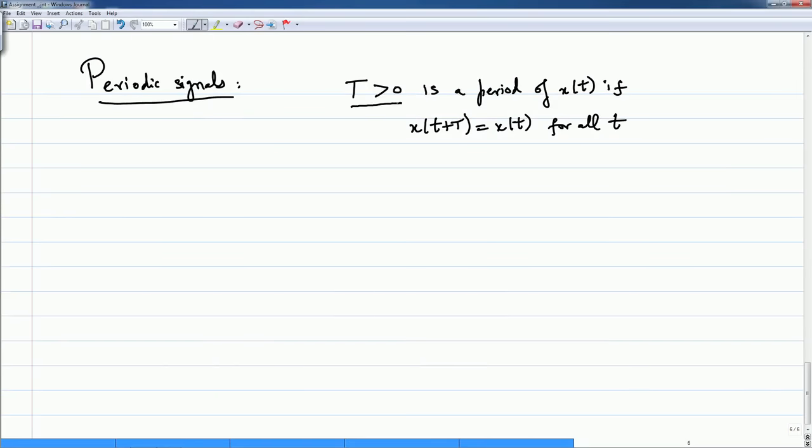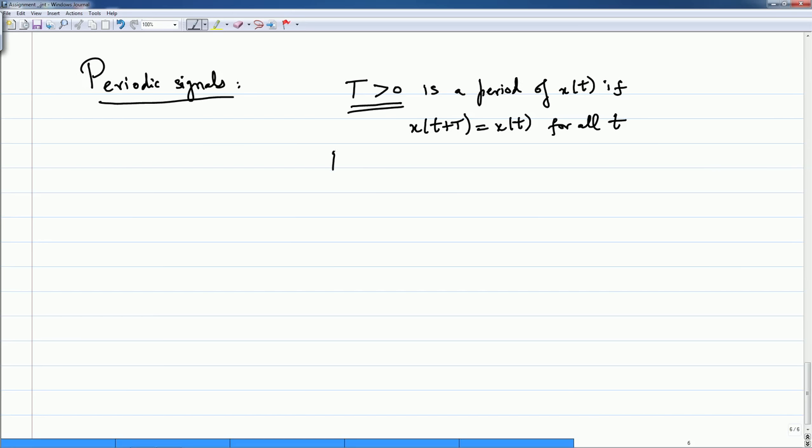So, if you know x of t from 0 to T, you can simply repeat that from T to 2T, 2T to 3T, minus T to 0, minus 2T to minus T, etc., and then get the entire x of t. So, it goes from minus infinity to infinity, but only a period of T really matters for a periodic signal. Okay. So, that is periodicity, and this T greater than 0 is a bit of a technicality and it is important. Okay. So, T greater than 0, it cannot be equal to 0, because for T equal to 0 every signal will satisfy this. So, it is a very technical kind of definition.